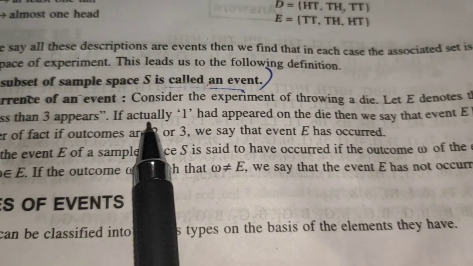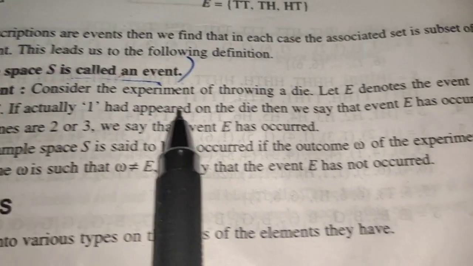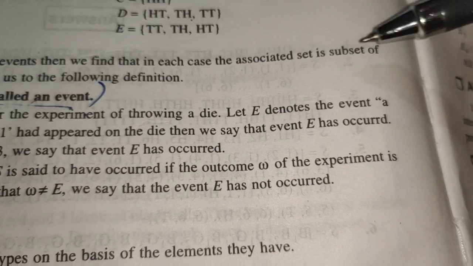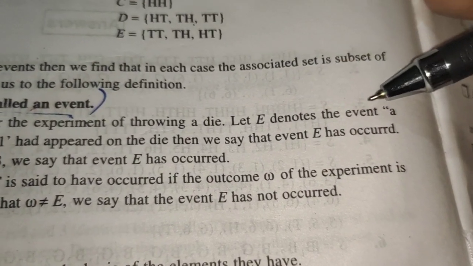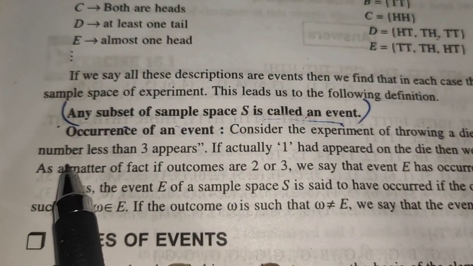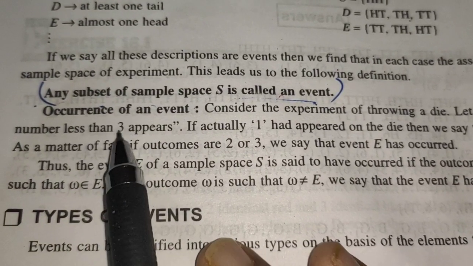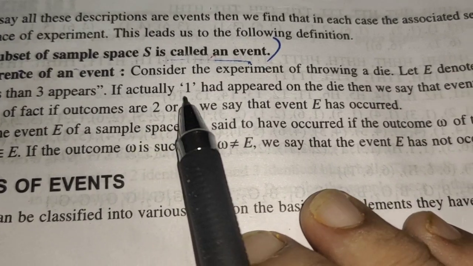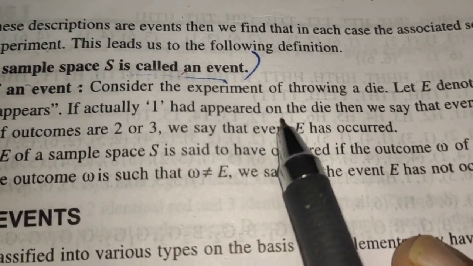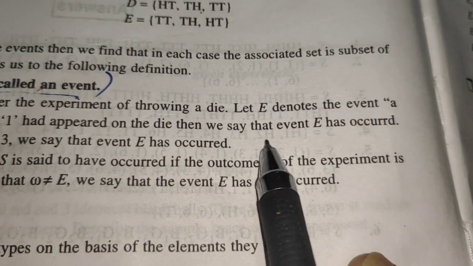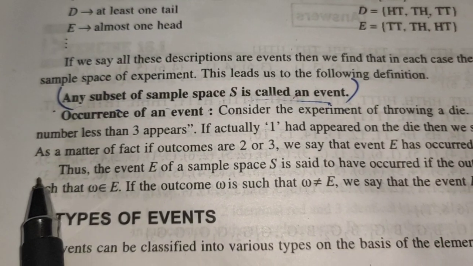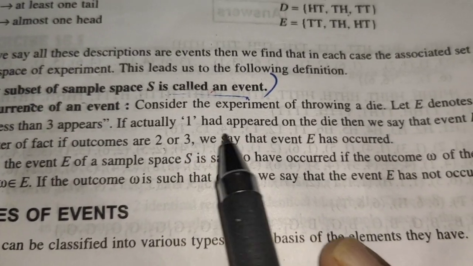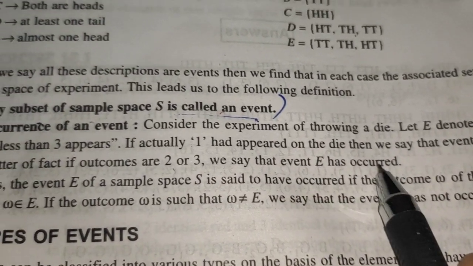Now occurrence of events. Consider the experiment of throwing a dice. If we throw a dice, there will be 6 options. Let E denote the event: a number less than 3 appeared. So what numbers are there less than 3? 1 and 2. If 1 had appeared on the dice, then we say that the event E has occurred. Likewise, if the outcome is 2, we will say that event E has also occurred.